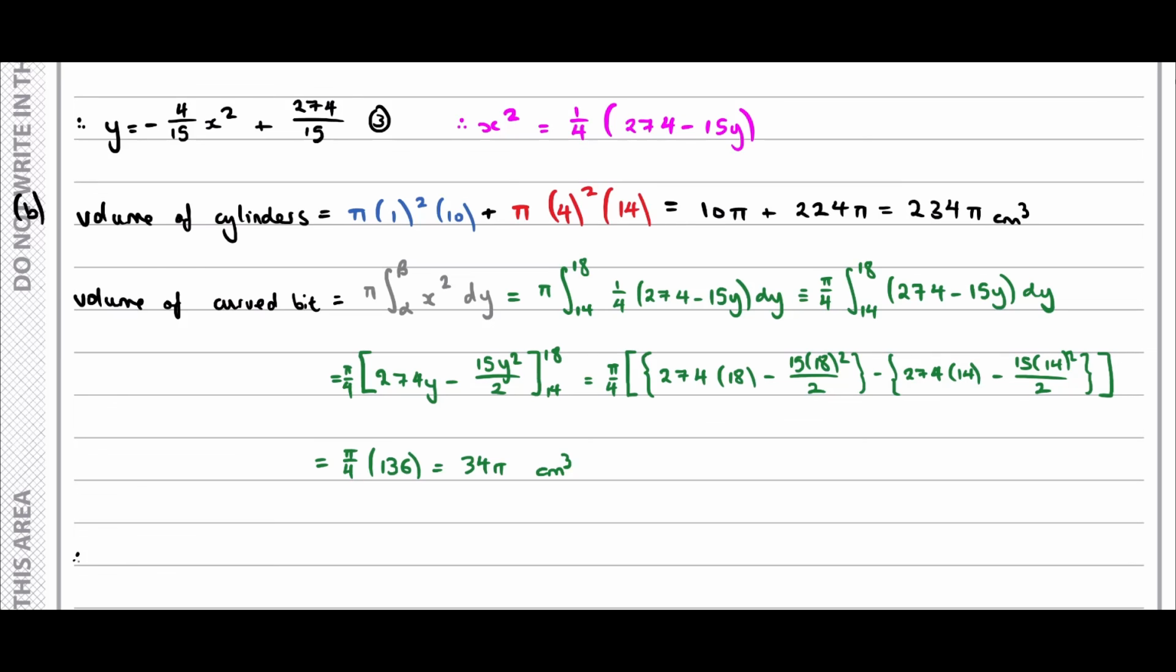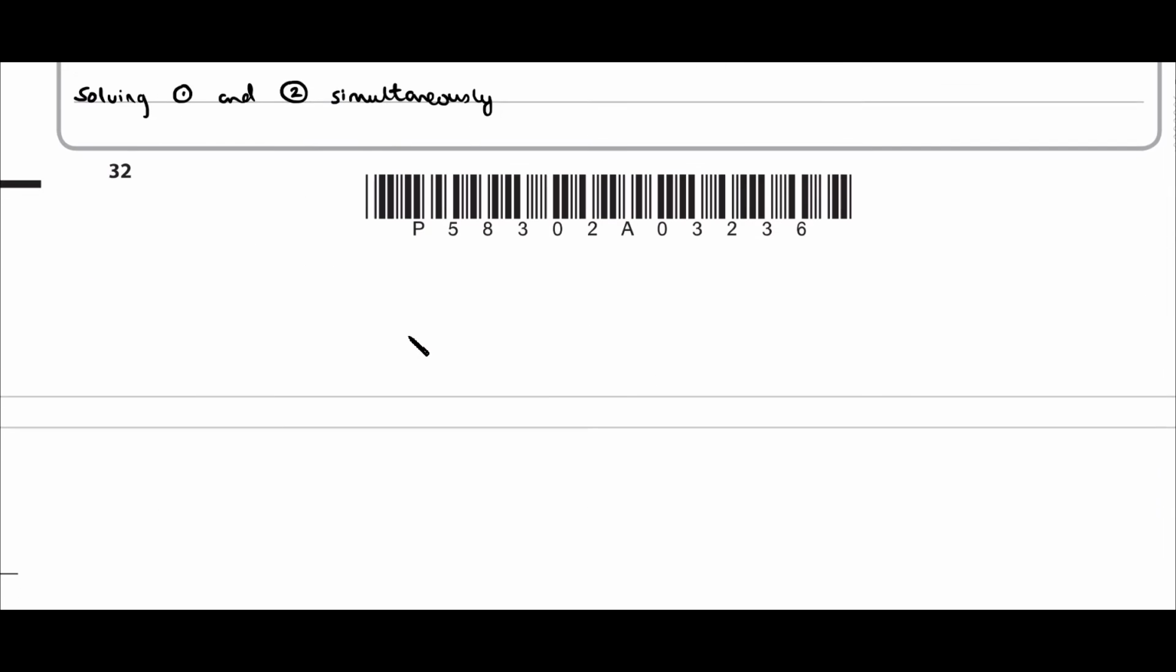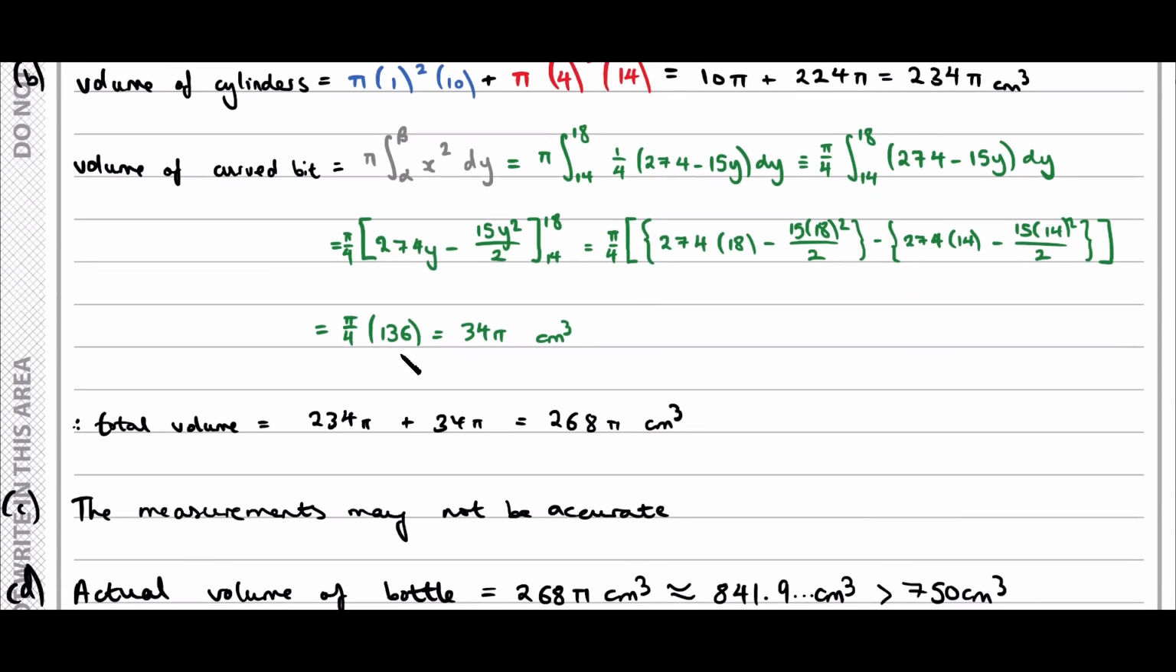And therefore, the total volume will equal the 234 pi plus the 34 pi. The total volume is 268 pi centimeters cubed. So for part C, we have to state a limitation of the model. So the limitation could be that the measurements that he took may not be accurate.